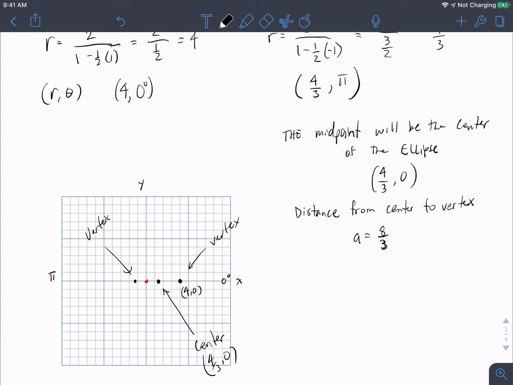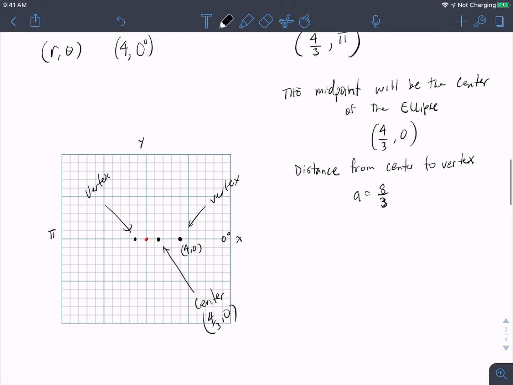Now that I have my A, I can go find my C. And remember, C is going to provide us with our distance to the focus, I believe. Okay, so let me go ahead and do this. So we remember that since E is equal to 1/2, we have E is equal to C over A. That was a formula that I gave you earlier. 1/2 is equal to C over 8 over 3. And the math that's going to come out is going to be C is equal to 4 over 3.